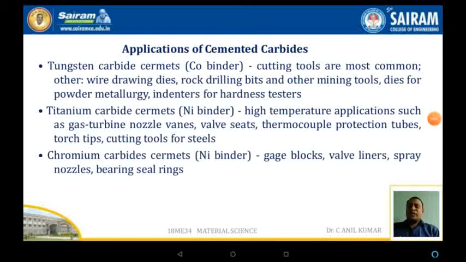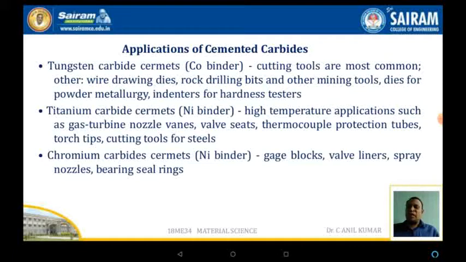Hello everyone. In continuation with respect to the application of composite materials, now we will discuss the application of cemented carbides. In this, the first we discuss is the tungsten carbide cermets. Normally, tungsten carbides are used for cutting tool applications.